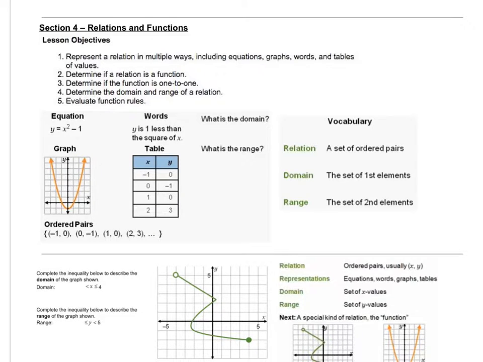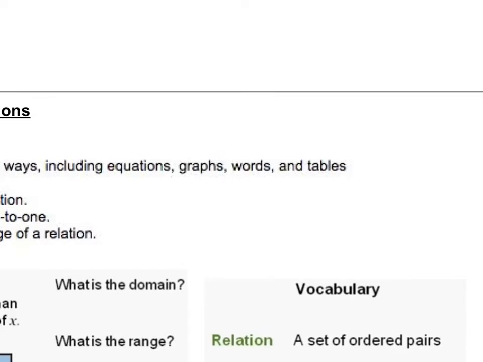What is a function? On your notes, I want you to write this. A function. Now the first thing I want to talk about with a function is the root word. The root word is fun. Okay, so a function is like a computer.